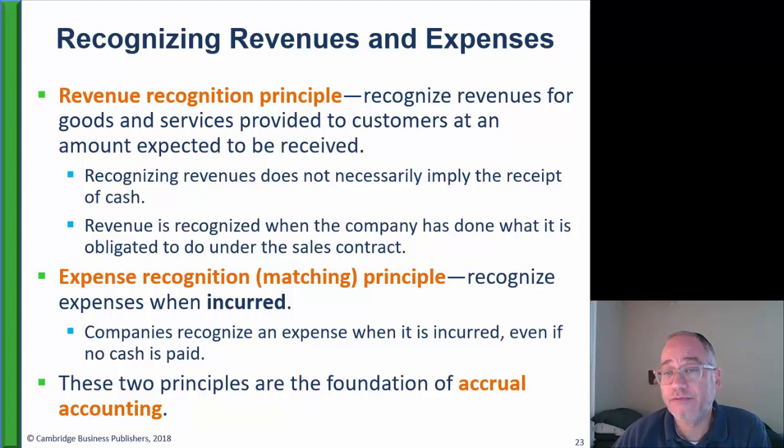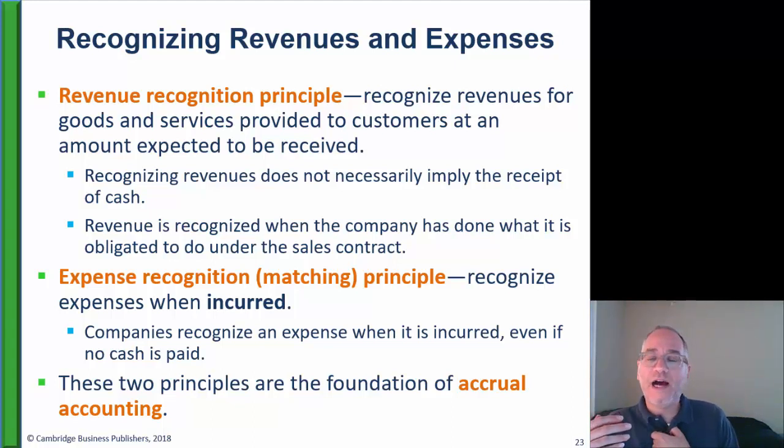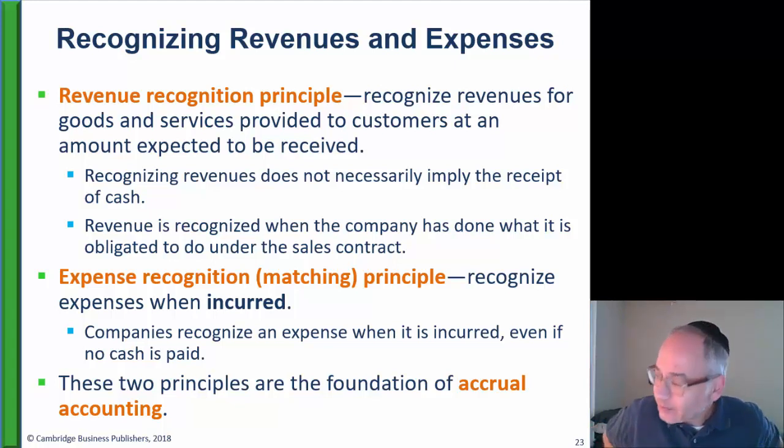Recognition of revenue is based on the revenue recognition principles. And these are based on when the company does what it's supposed to do in order to earn the revenue. In other words, when a customer pays you, you're expected to do certain things. So when you do those things, you've earned the revenue. And that's called the revenue recognition principle. That's putting hundreds and hundreds of pages into a simple 2-sentence summary. When you've done what you're supposed to do to earn the revenue, you can recognize the revenue.